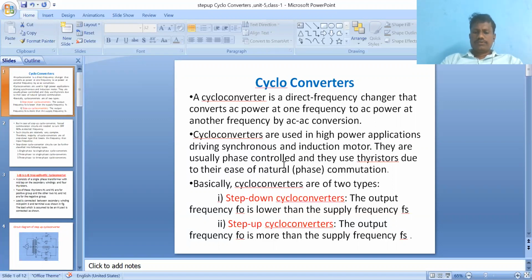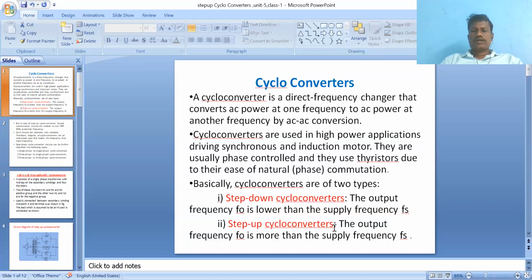Okay, so these converters can be classified into two classifications. One is step down cycloconverter, second is step up cycloconverter. Based on the definition, a cycloconverter is a frequency changer. So input frequency is one, output is another frequency. Based on that, cycloconverters can be classified into two categories. One is step down. So what is step down? Step down cycloconverter means the output frequency is lower than the input or supply frequency.